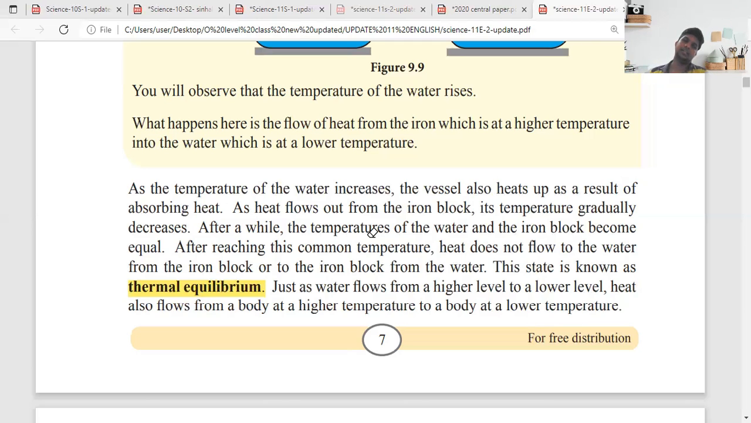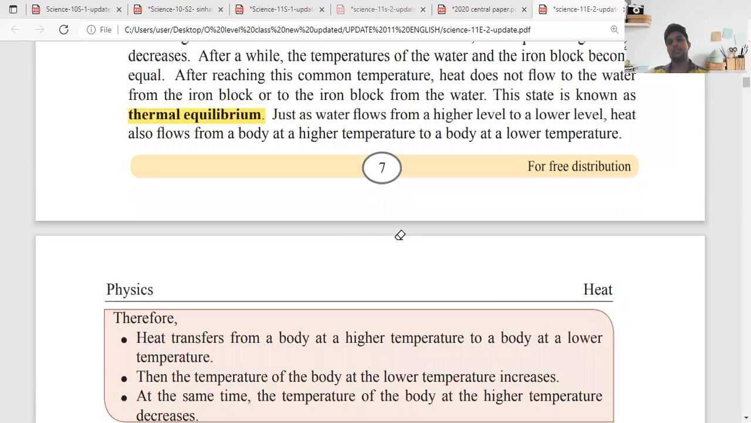Finally, the temperature becomes the same or equal. So it is known as thermal equilibrium.